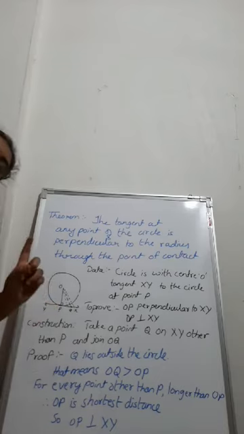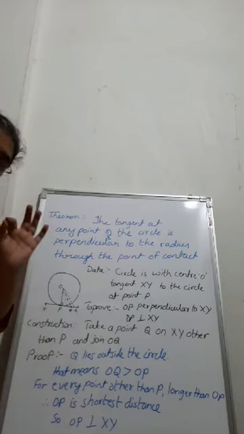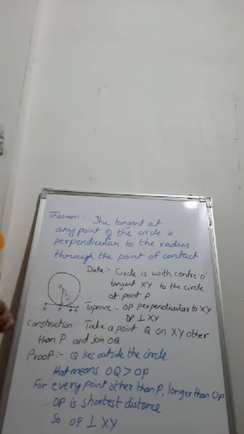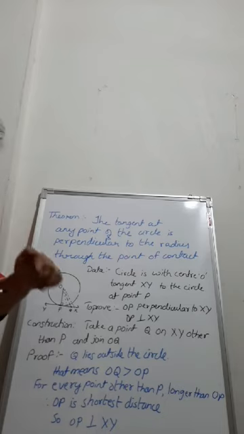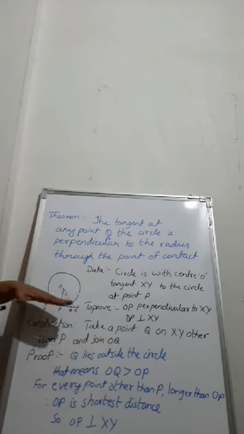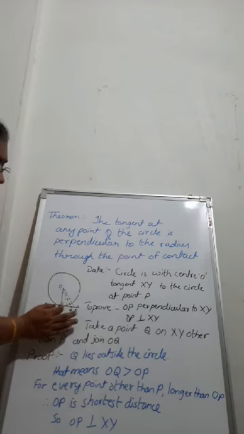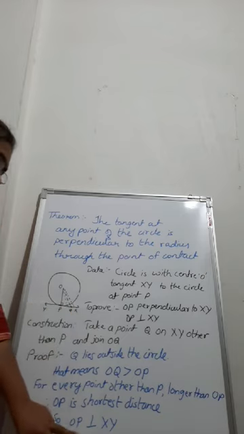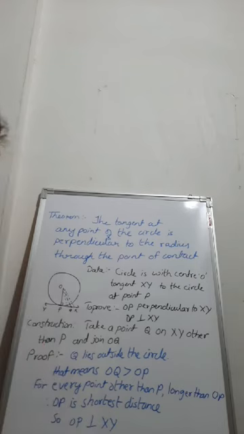So when the shortest distance is OP, that should be the perpendicular line. You know from the previous knowledge that the shortest distance between any 2 points is the straight line, not the slant line. So the shortest distance is OP and it is a straight line and it is perpendicular to the XY. Therefore, OQ will coincide with the OP. Therefore, OP is perpendicular to XY. This is about the theorem.